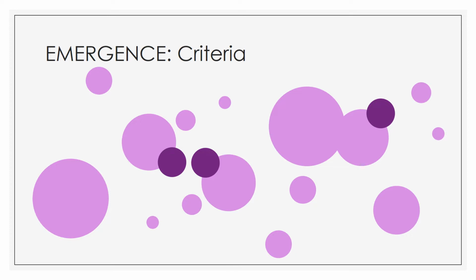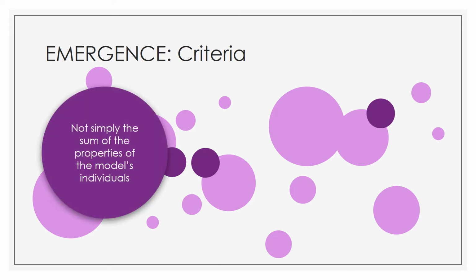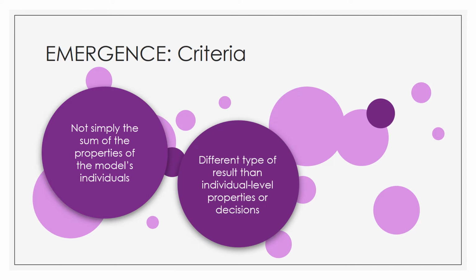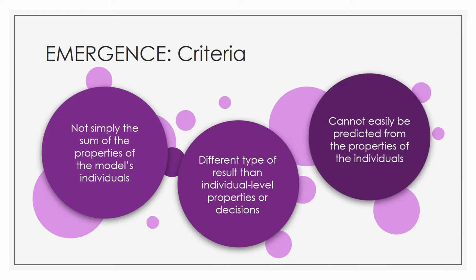There is no simple way to classify some particular outcome of an ABM as emergent versus imposed, but we can think about these qualitative criteria for a model result being emergent. It is not simply the sum of the properties of the model's individuals. It is a different type of result than individual level properties or decisions, and it cannot easily be predicted from the properties of the individuals.